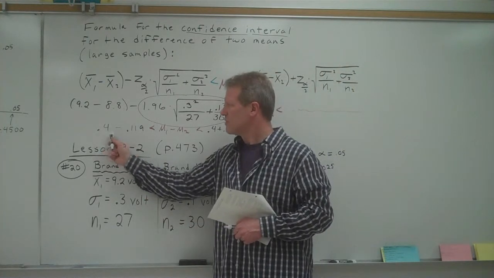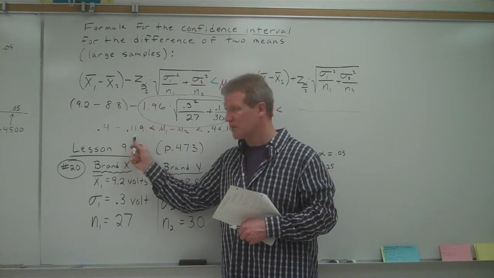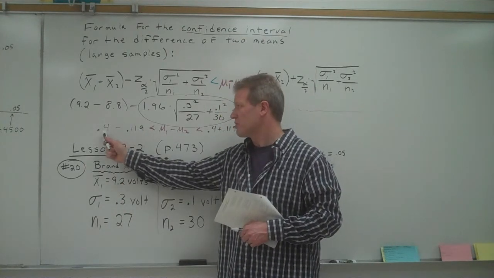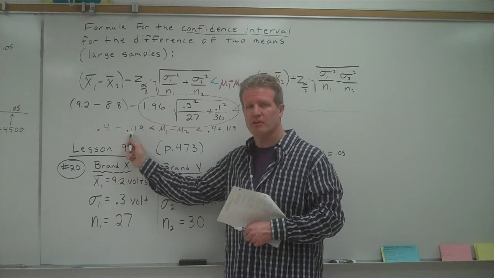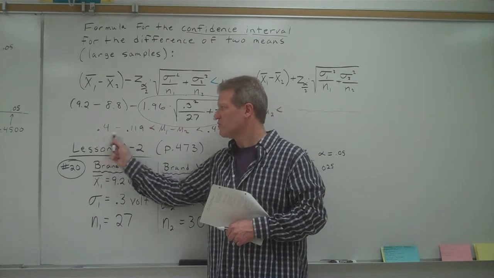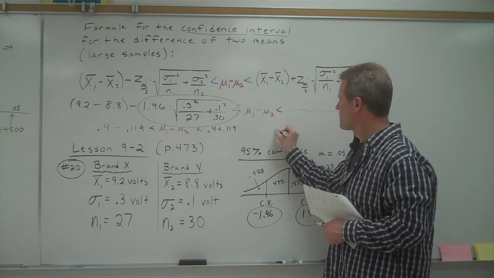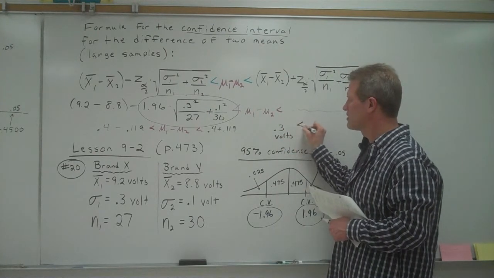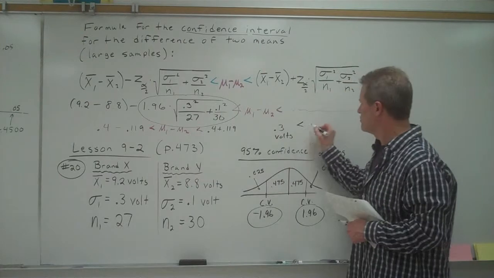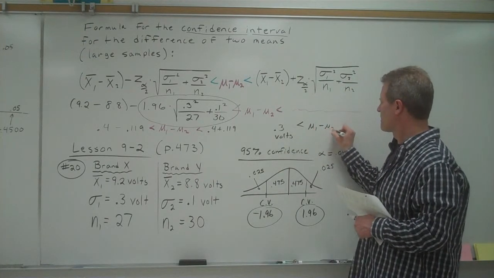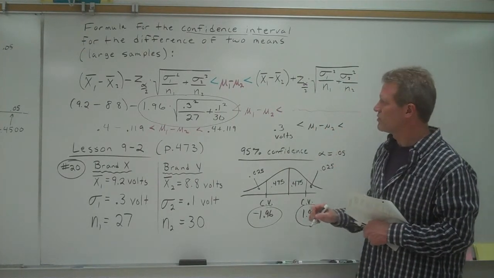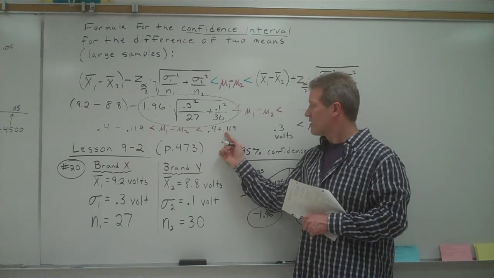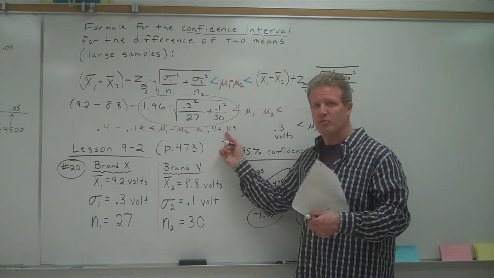And if we do this subtraction, then we can round to the nearest tenth because our data was given to us at the nearest tenth. So we'd really just be taking 0.4 minus 0.1, if we're rounding to the nearest tenth, this would come out to 0.3. 0.3 volts would be the label. Is less than mu1 minus mu2 is less than, and if we were doing 0.4 plus 0.119, that would be 0.519, which would round to 0.5.